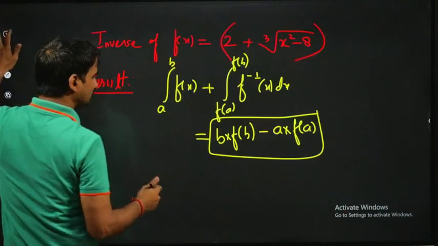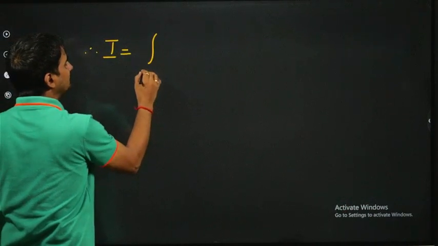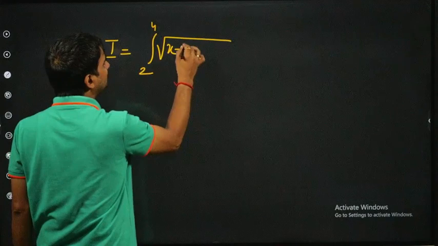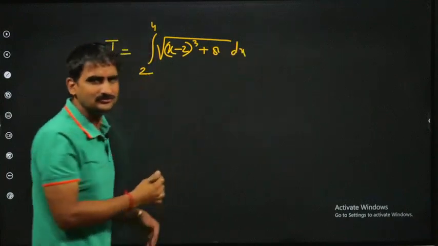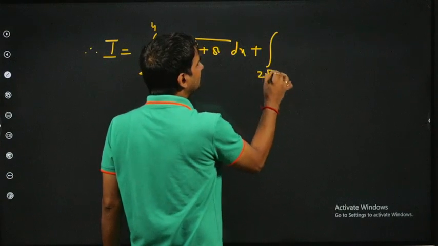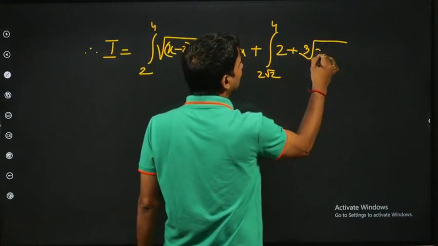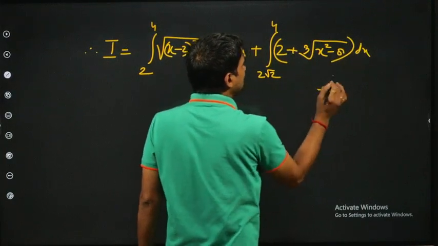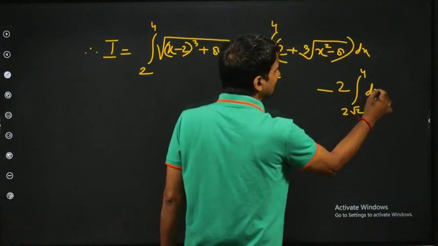So what we need to do? Therefore we will say the integral from a to b, 2 to 4, of square root of (x minus 2) whole cube plus 8. We don't need to solve it, so don't worry about it. Plus the integral from 2 root 2 to 4, we added 2 to get it as the inverse of the previous function, x square minus 8. Now that means we need to subtract 2.